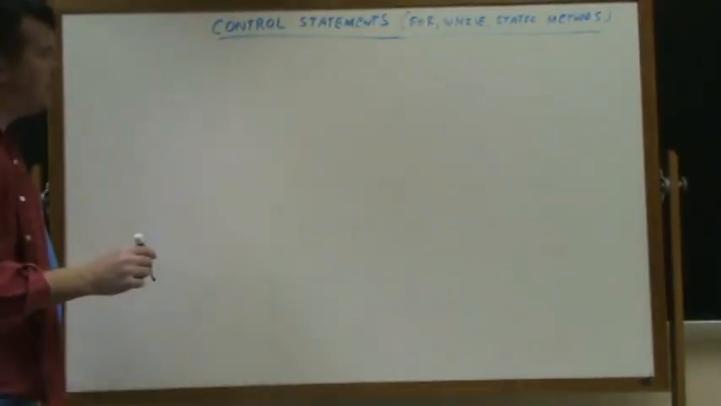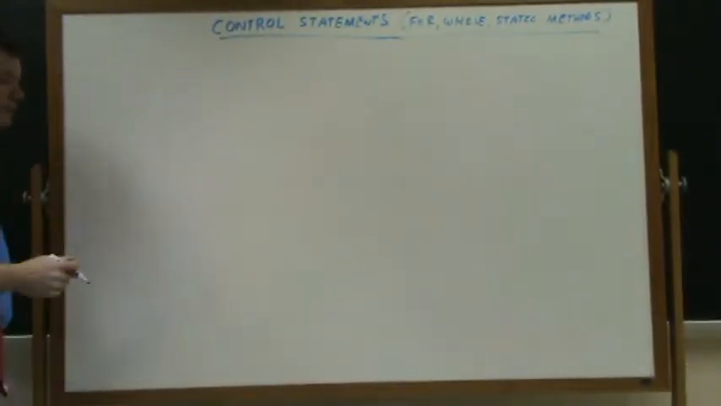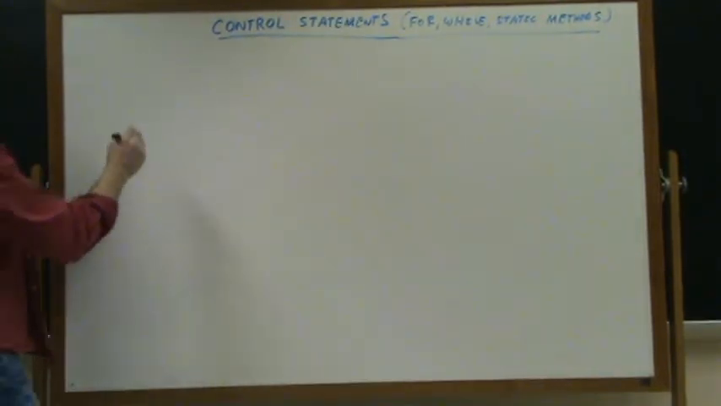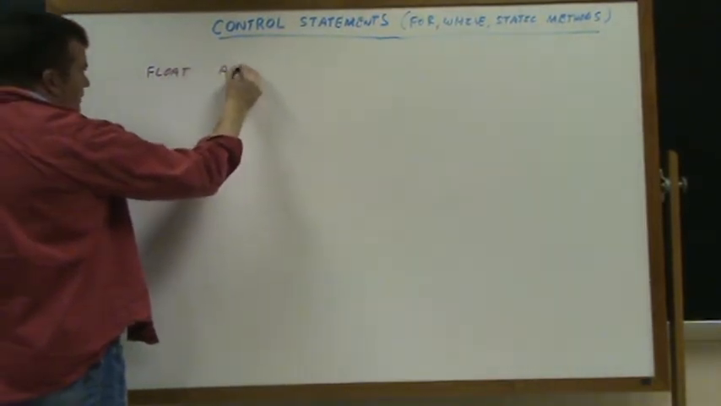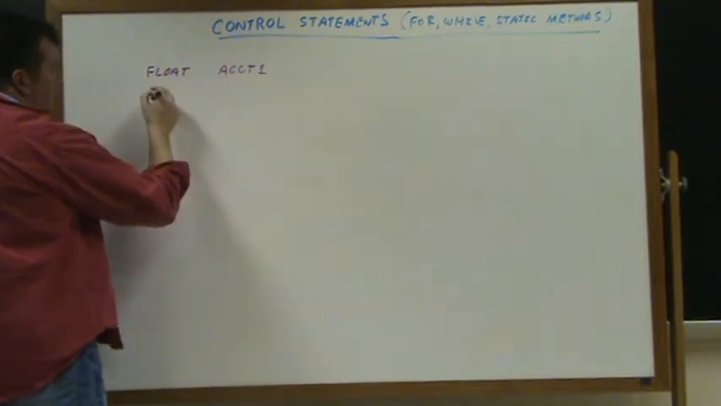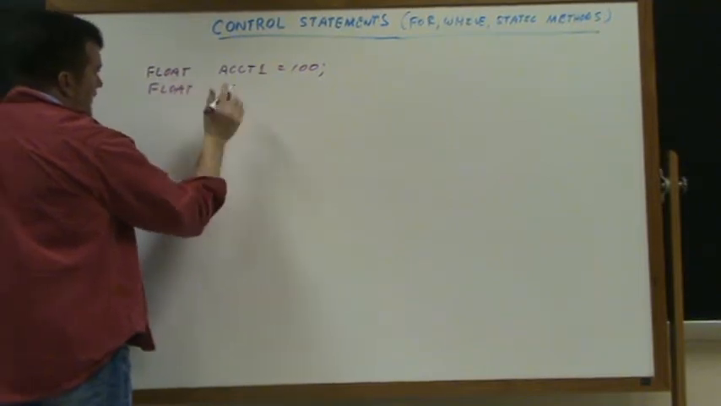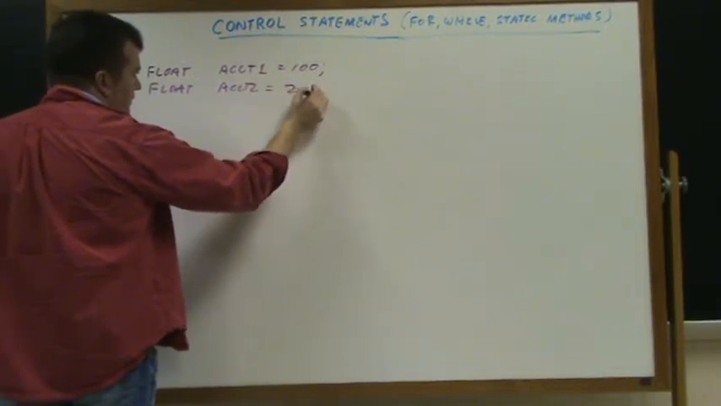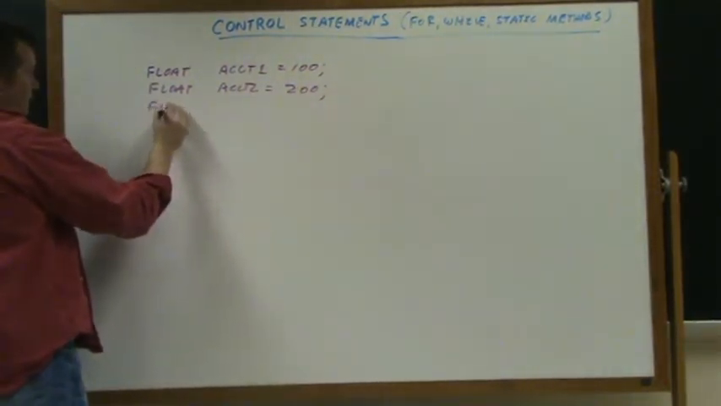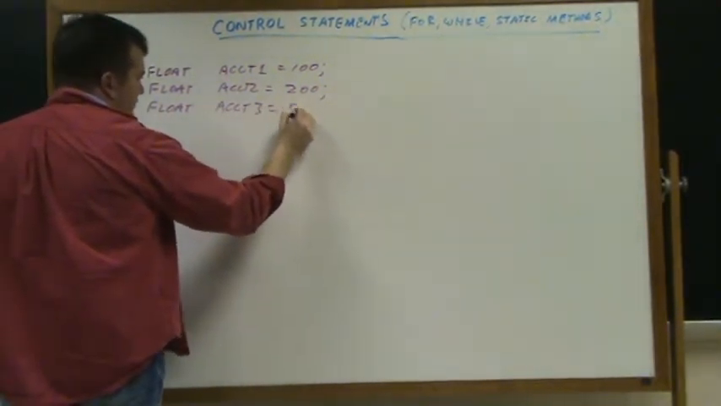Okay, so we'll talk about control statements tonight. And suppose, for example, we had some code where we were a bank managing bank accounts. And we had float account1 equals $100, and float, this would all be small letters, account2 equals $200, and float account3 equals $500.